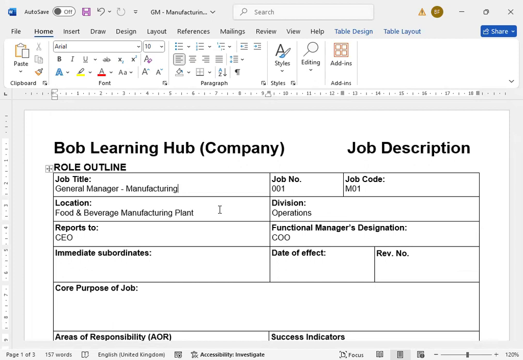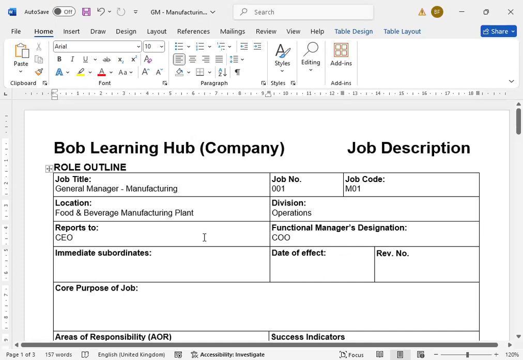So what I'm gonna do is create a job description for the general manager for manufacturing, food and beverage company, and the performance scorecard will also be done for the same role, general manager, manufacturing, as well as the SMART goals. So what I'm gonna do is fill this format and then we'll do it together. And I hope you can learn from this. So let me get started now.